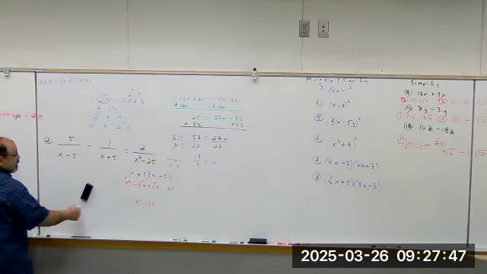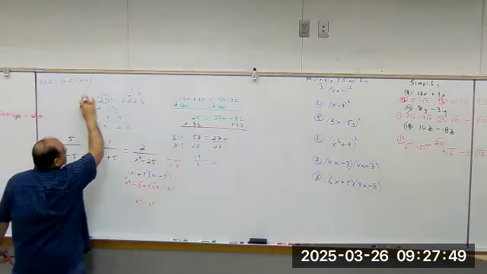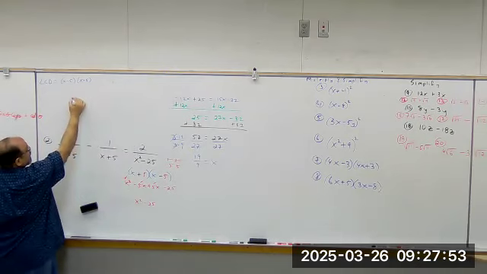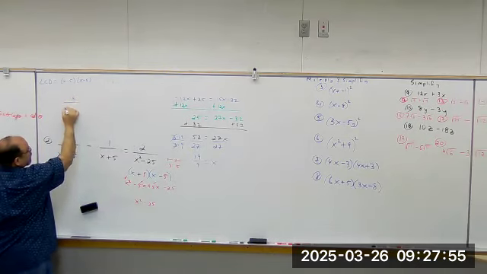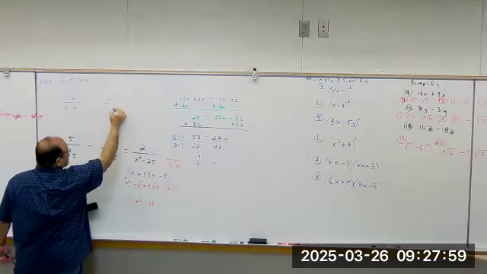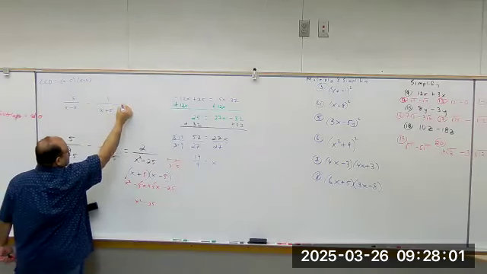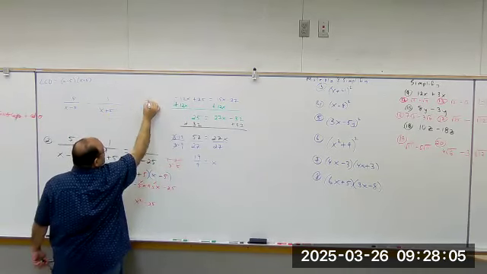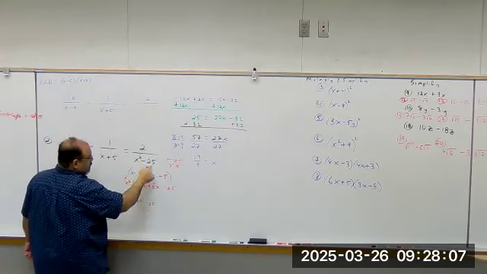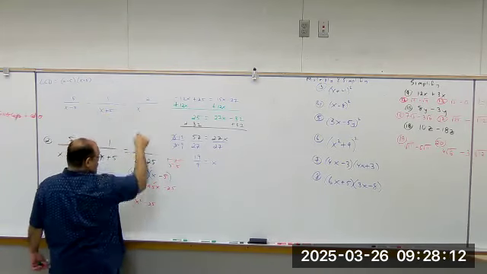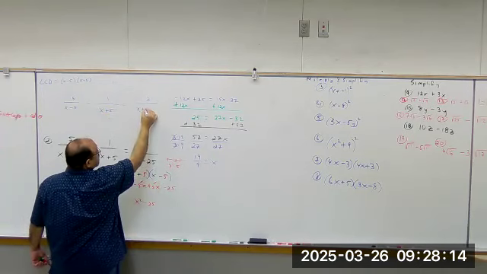So this is actually, I'm going to rewrite it up here. It's 5 over x minus 5, minus 1 over x plus 5, equals 2 over x squared minus 25, which we just showed is actually x plus 5 times x minus 5.